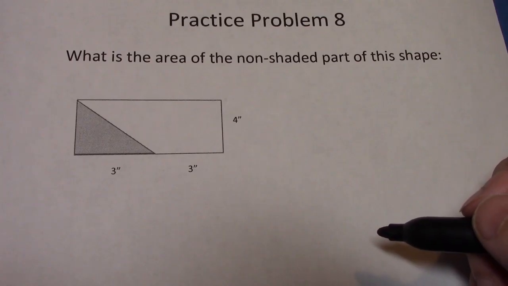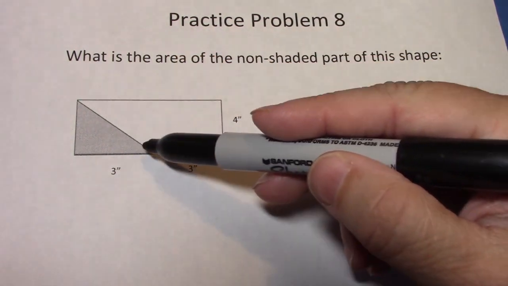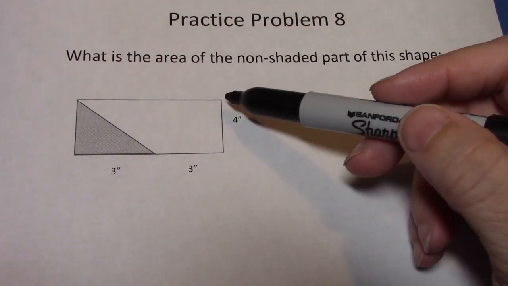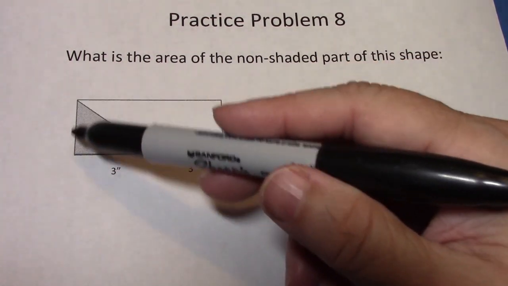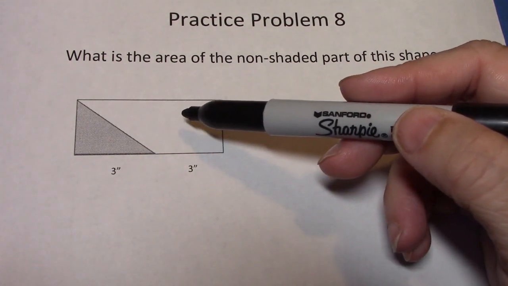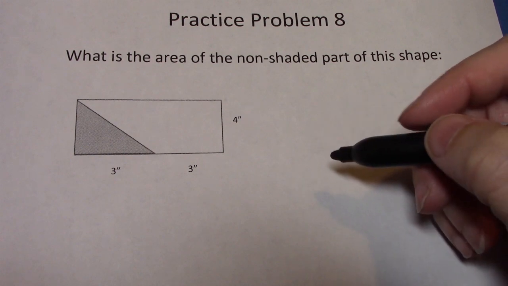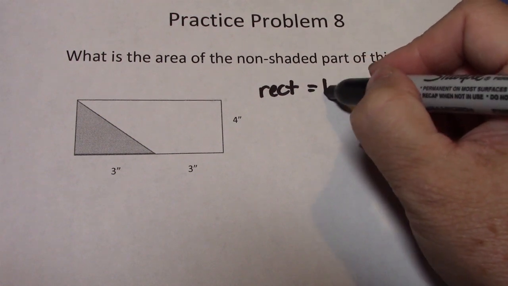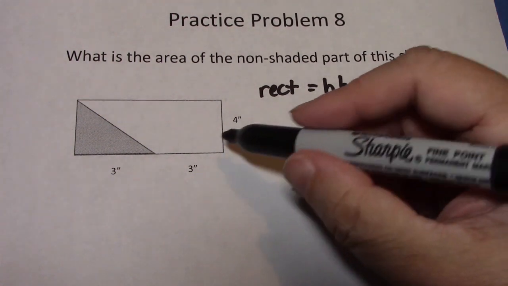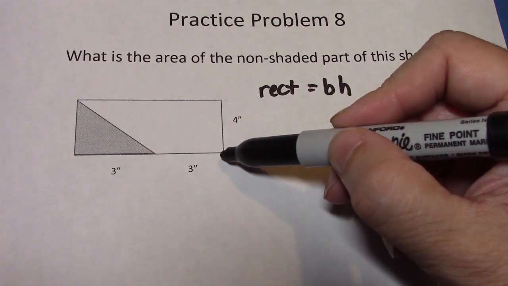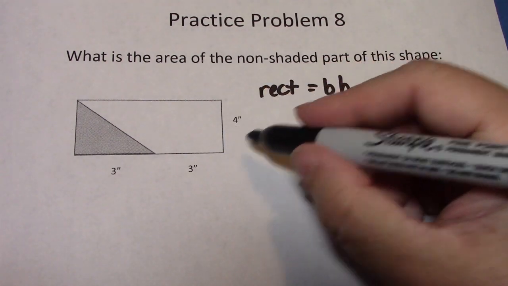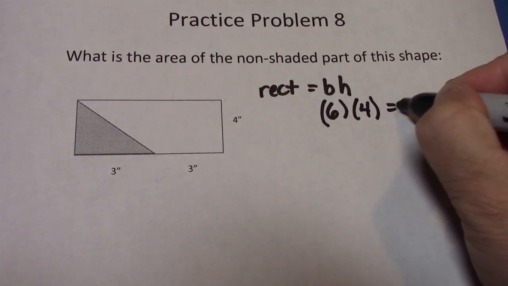Problem 8. What is the area of the non-shaded part of this shape? Well, the non-shaded part is this area. So what we need to do is find the area of the whole thing and subtract this triangle, and that will leave us with the non-shaded part. All right, let's start with the rectangle, and that area is base times height. The base, this is 3 inches and this is 3 inches, so that means the base is a total of 6 times the height, which is 4. That's 24.